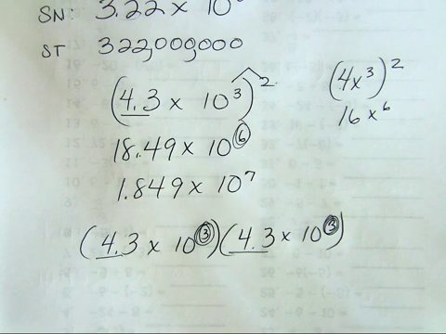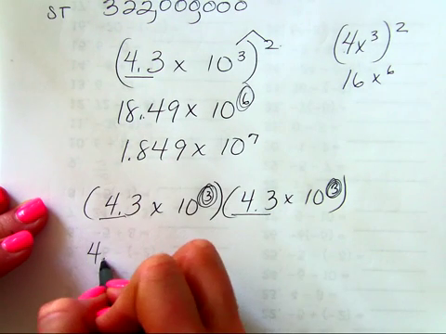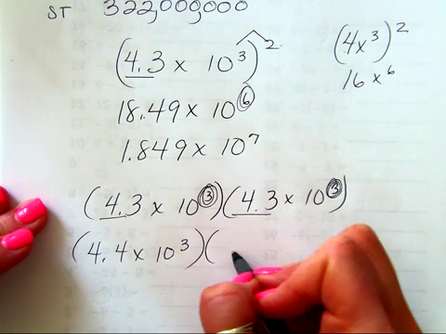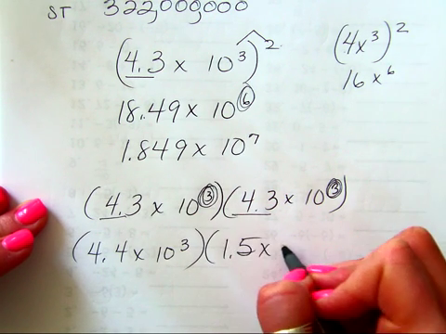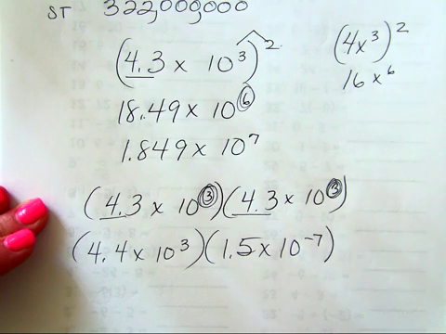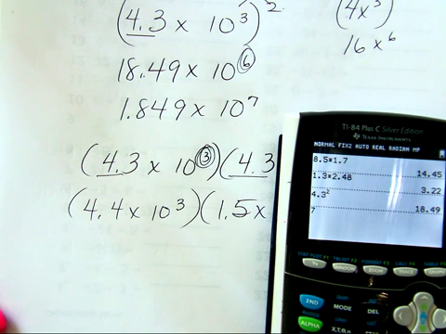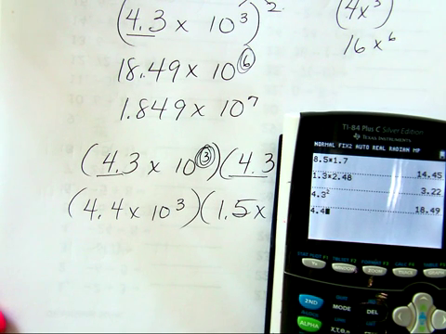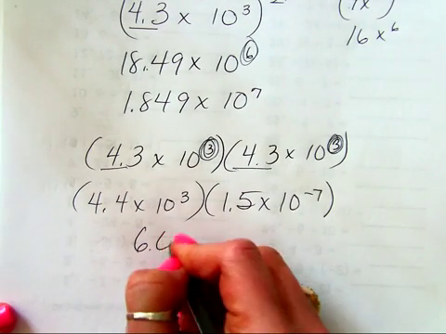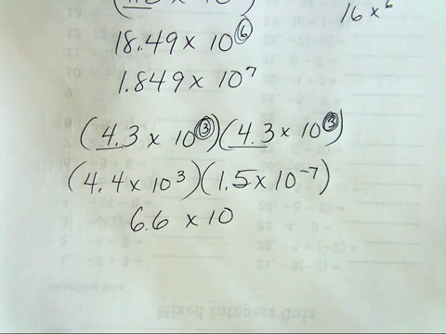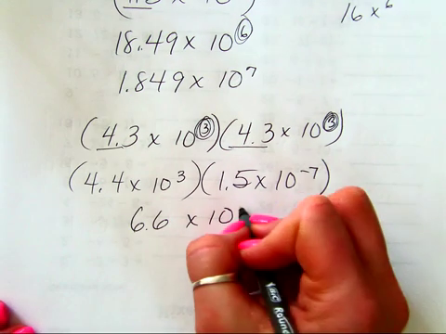Let's look at this one. Let's take 4.4 times 10 to the third times 1.5 times 10 to the negative 7th. Okay, this is where it's a little weird. So you do 4 and 4 tenths times 1 and 5 tenths, which gives you 6.6. Okay, times 10, and now I have 3 positive, 7 negative, which gives me 4 negative.